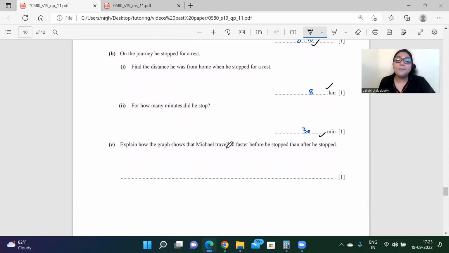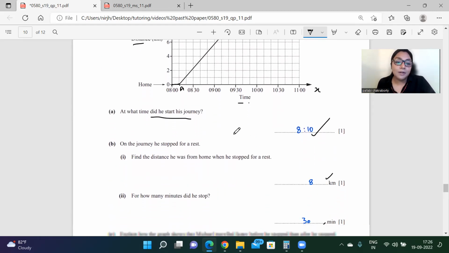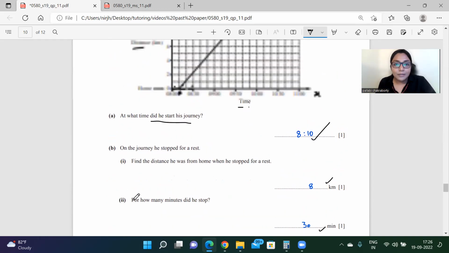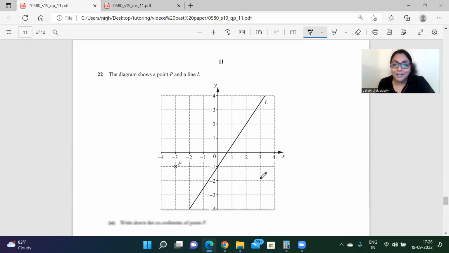Explain how the graph shows that Michael traveled faster before he stopped than after he stopped. So before he stopped, we are talking about the graph A to B. And after he stopped, graph C to D. So if you look at A to B is steeper than C to D. And what does the gradient of the distance time graph tell? It tells about the speed. So we know that the gradient of AB is steeper than that of CD. And that's how we know that Michael traveled faster before he stopped than after he stopped.